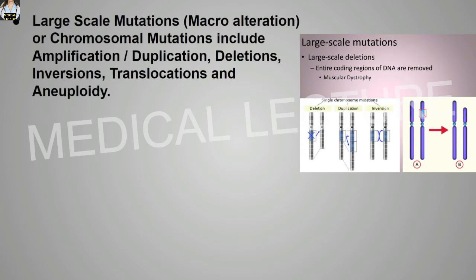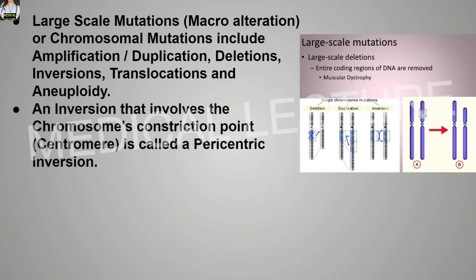Now large scale mutation, or macro alteration, or we can say chromosomal mutation. This includes amplification or duplication, deletions, inversions, translocation and aneuploidy. Now an inversion that involves the chromosome's constriction part, that is the centromere. We discussed before that the centromere is the constricted part of the chromosome, right? So an inversion at the centromere is known as pericentric inversion.